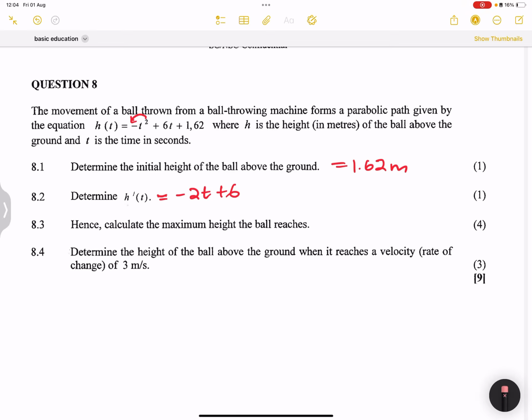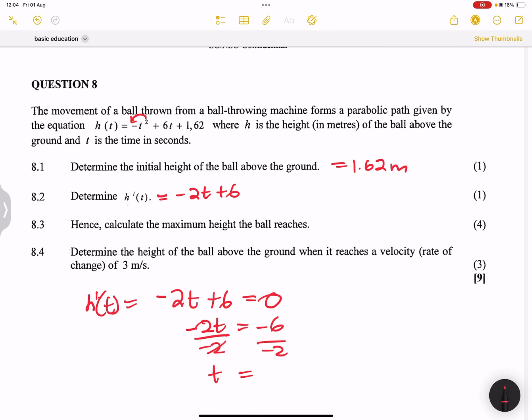Now, what happens at maximum height? In this case, the velocity becomes 0. It means that this is where h prime would be equal to 0, right? So we're going to say this is h prime of t, which is negative 2t plus 6, all right? And this would be equal to 0. So when would that happen? So negative 2t is equal to negative 6. And if I divide both sides by negative 2, I get t is equal to 3 seconds, right?